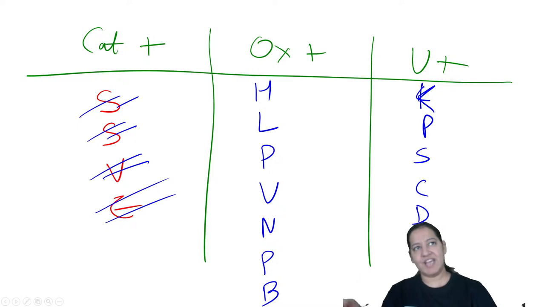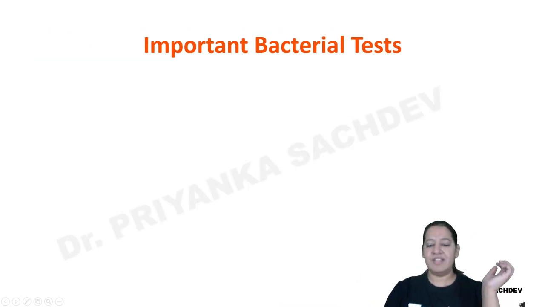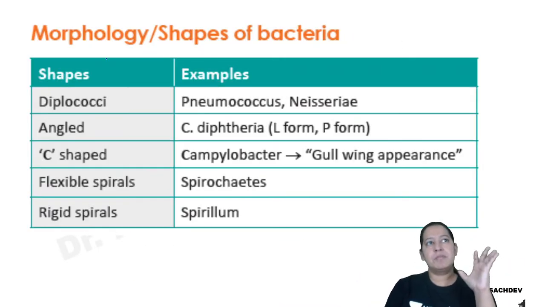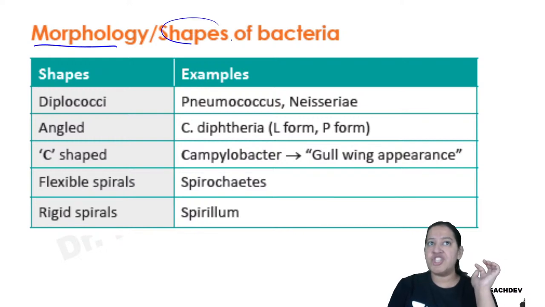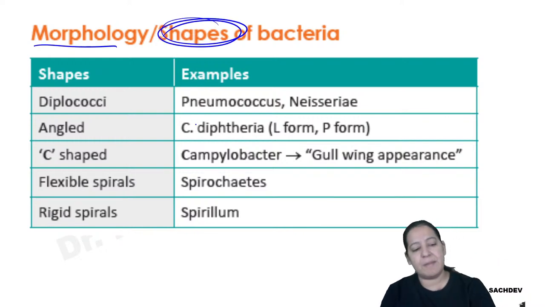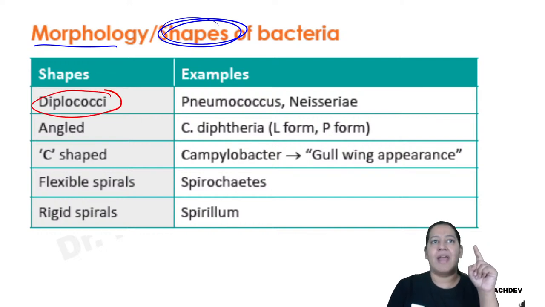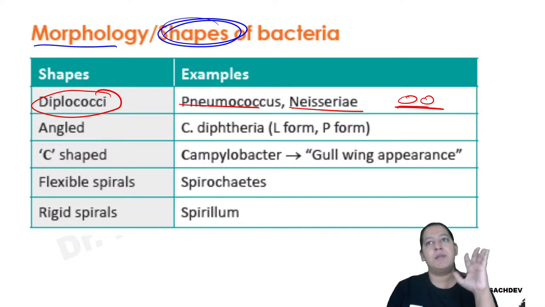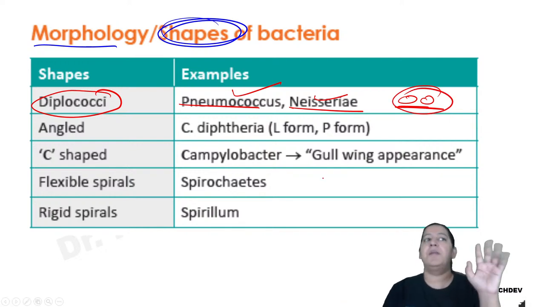Should I proceed ahead? So after that, some questions on the morphology or the shape of the bacteria. Some bacteria have typical shape. So diplococci are the pneumococcus and Neisseria. They are in pairs. Diplococci means they are in pairs. Pneumococcus and Neisseria occur in pairs, always inside a capsule.